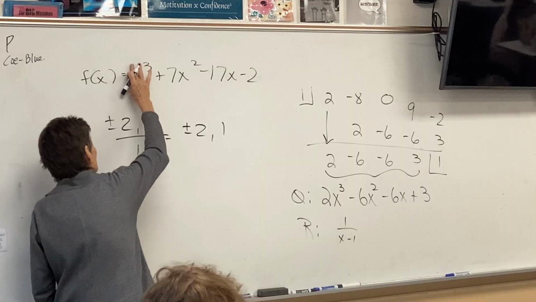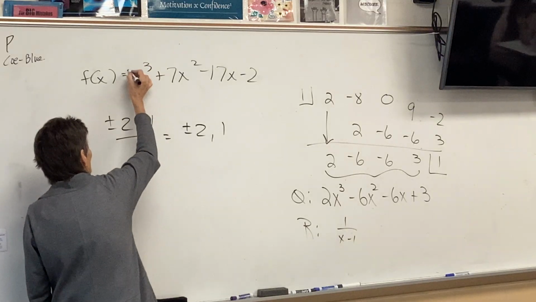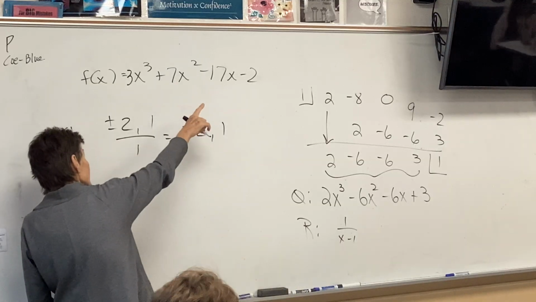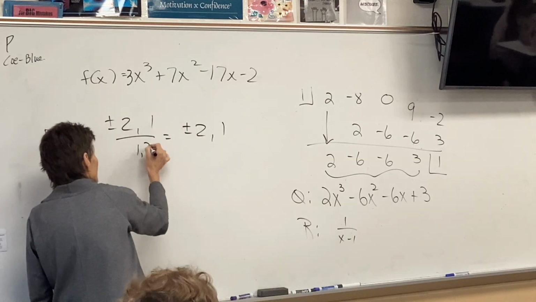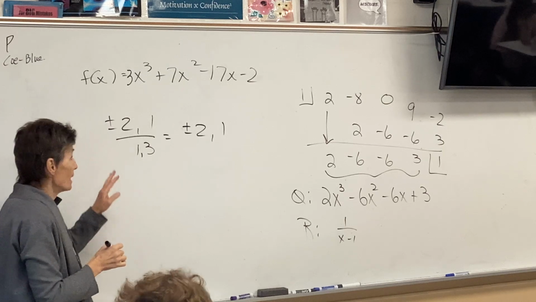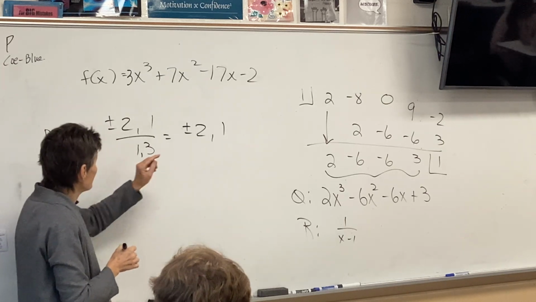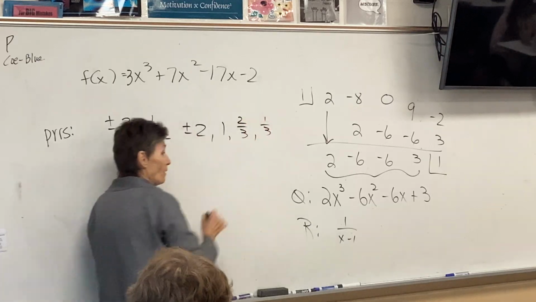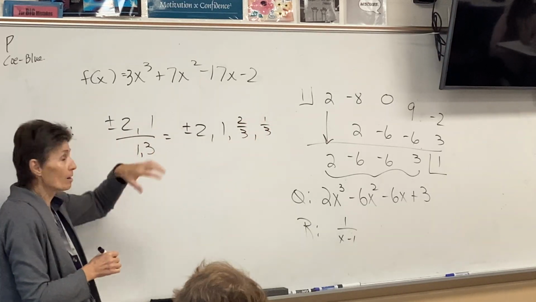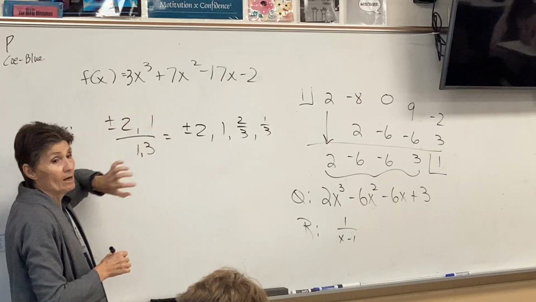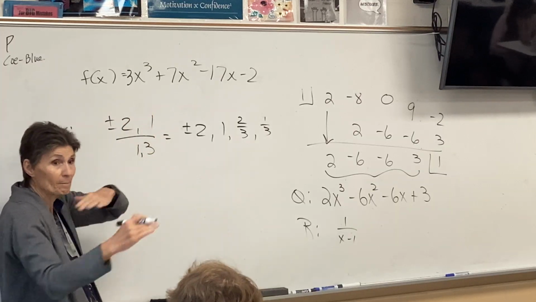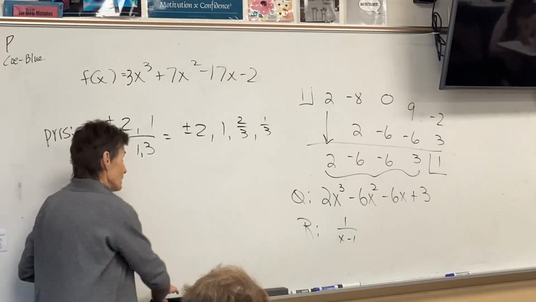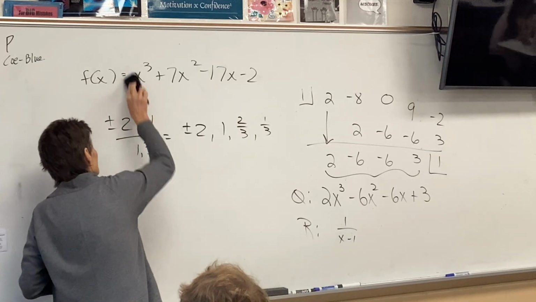Remember again, if there had been a number out front, let's say it was a 3 out in front, then you would have factors of 2 over factors of 3, and that would of course be 2 and 1, but it would also be 2/3 and 1/3, because your PRRs are all of these over all of these, every combination. Okay? We didn't have 3 though, we have 1.